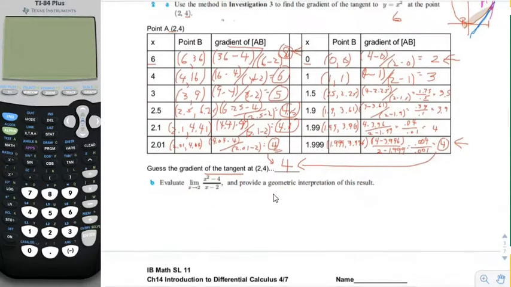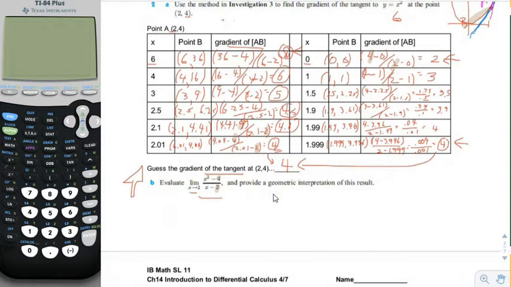Okay, now finally, B. Evaluate the limit as x approaches 2 of x squared minus 4 divided by x minus 2, and provide a geometric interpretation of this result. Okay, well, basically this is what we were doing up above, right? When we were doing our subtractions here, we were always subtracting 4 and 2, 4 and 2. We were always finding the difference between 4 and 2, just like we were here. So that's exactly what we were doing.